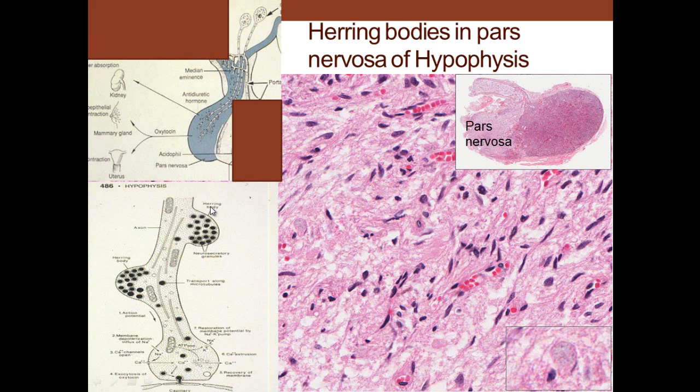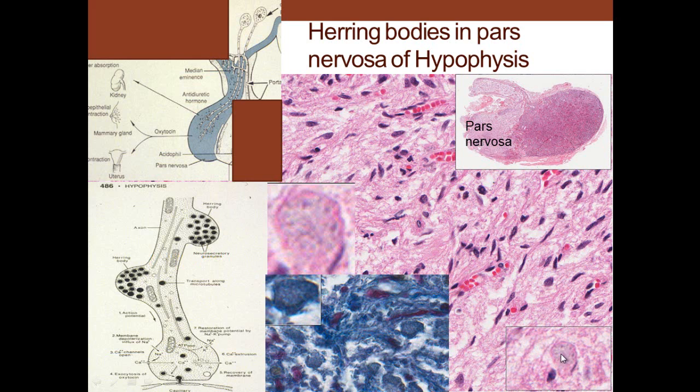And they store those in what we call Herring bodies. Here we can see a swollen portion of the axon, not at the terminal but along its length, that stores those. There's a Herring body right there, and another right there. You can see there are actually granules in it. So here we can see the granules. That's our mag of this one.